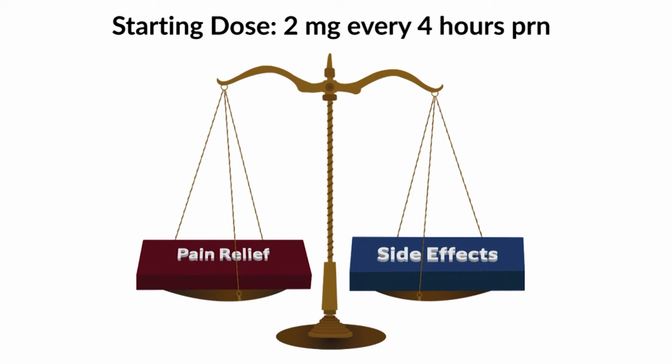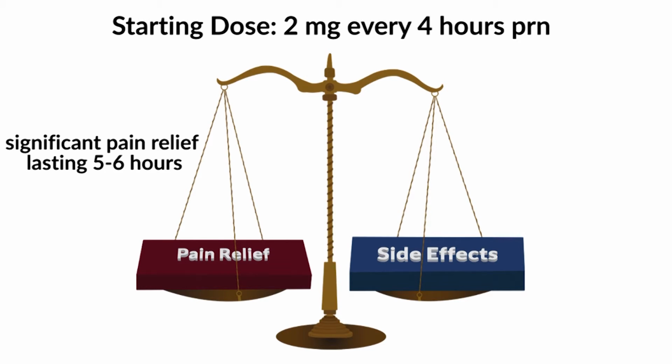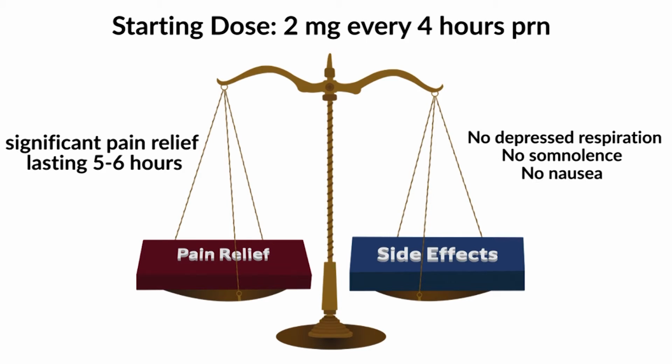You begin with a starting dose of 2 milligrams every 4 hours as needed for pain. This results in significant pain relief lasting 5 to 6 hours. There is no depressed respiratory drive, no somnolence, no nausea, no vomiting, nor any constipation. Thus, this is clearly the appropriate dose for this child with this injury.